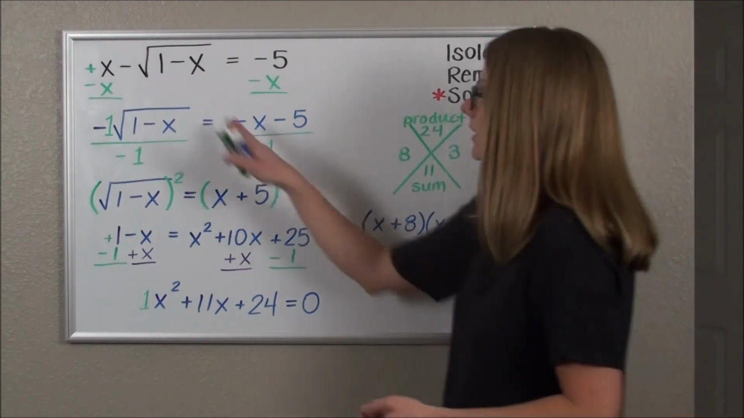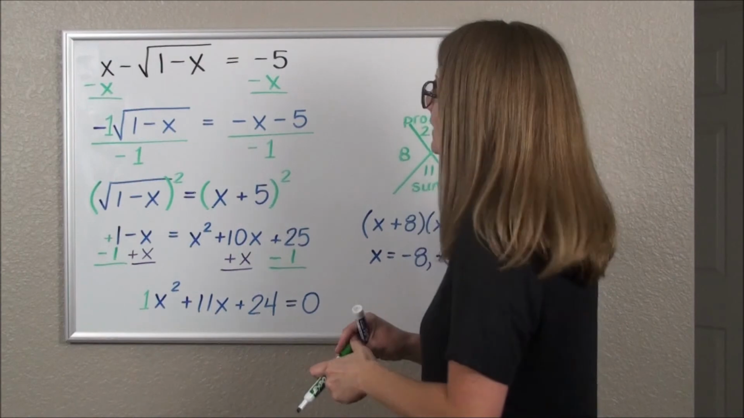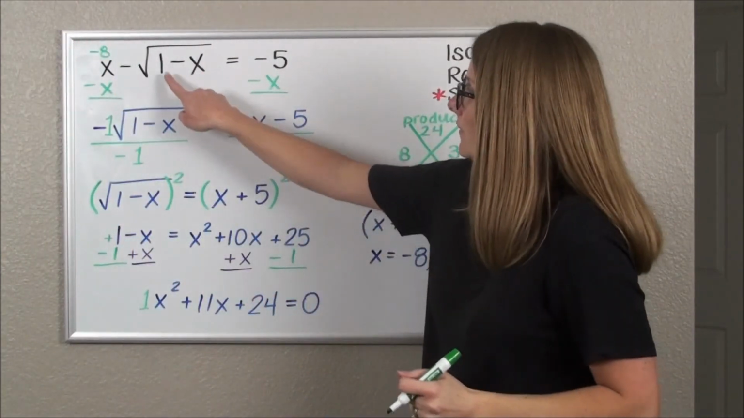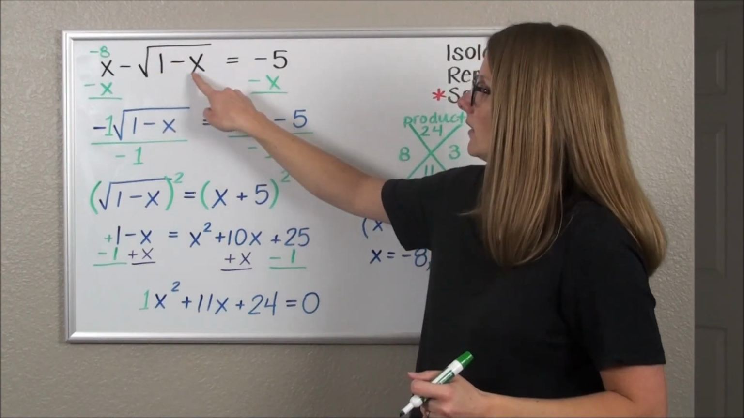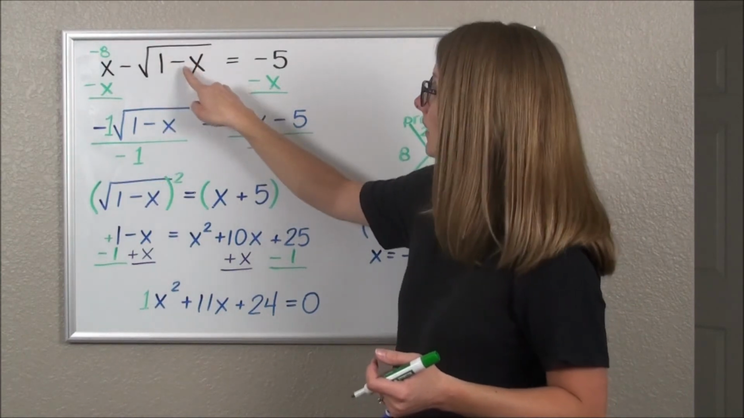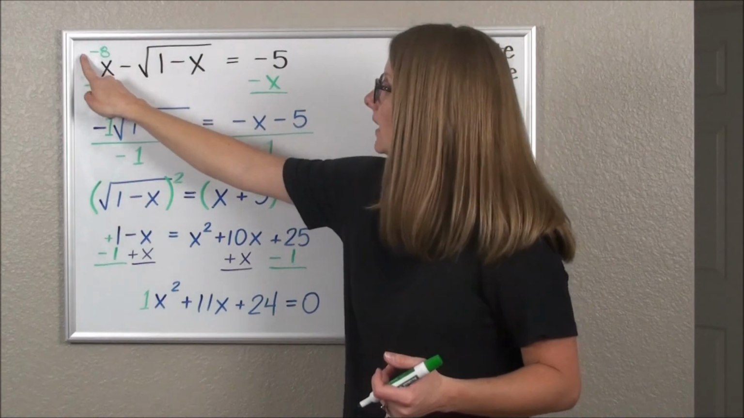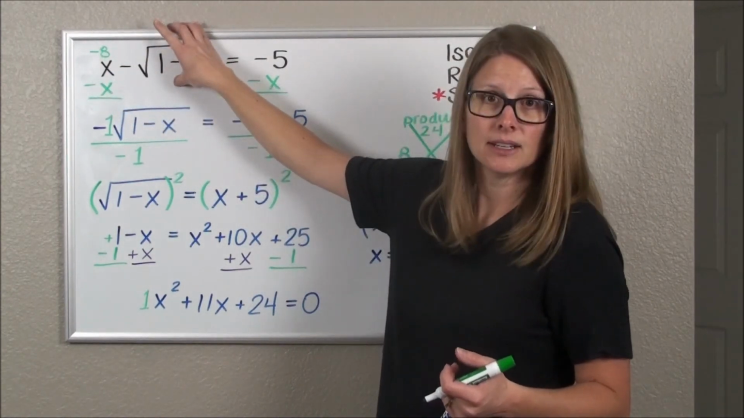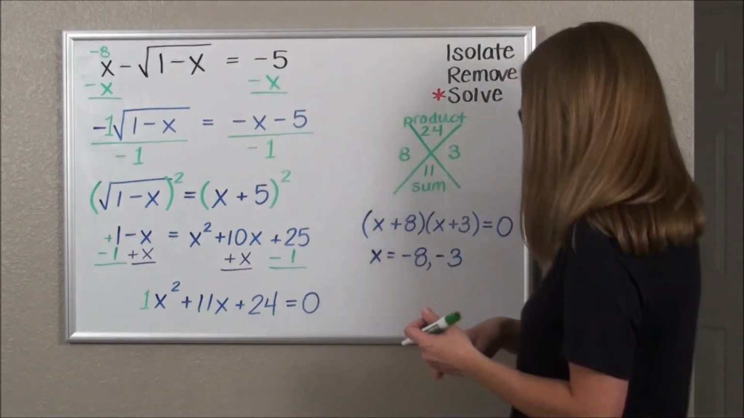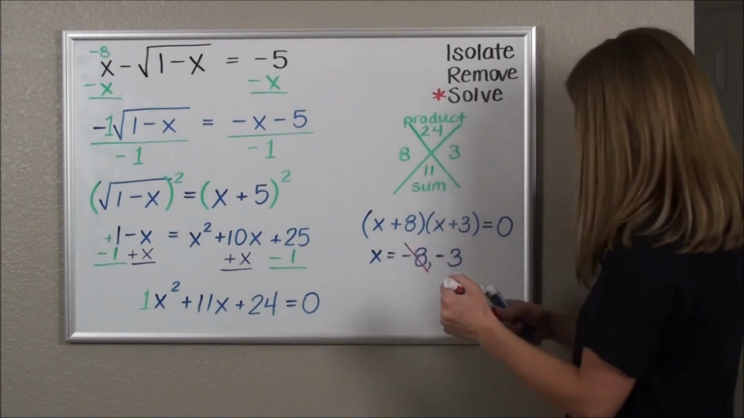Let's try the negative 8. So everywhere I see an x, I'm going to put a negative 8 instead. So let's say this x is a negative 8 here. If I had 1 minus negative 8, that really means 1 plus 8, which is 9. The square root of 9 is 3. Negative 8 minus 3 is negative 11. That's not equal to negative 5. And so negative 8 doesn't work. It's called an extraneous solution.